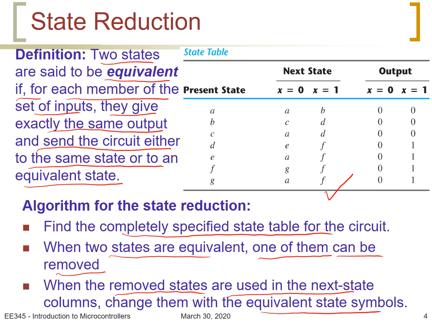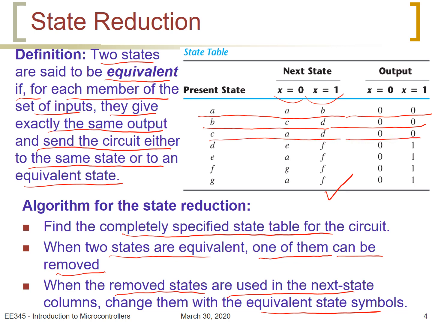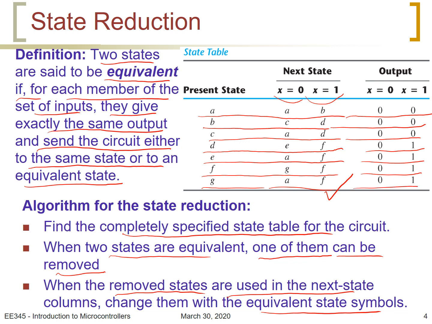So let us look at the state table here, with the states A, B, C, D, E, F, G. State A goes to A and B, and these are the outputs for the inputs 0 and 1 respectively. State B goes to C and D with these outputs 0, 0. C goes to A and D with these outputs, and D goes to E and F, output 0 and 1. E goes to A and F, output 0, 1. F goes to G, F, output 0, 1. And G goes to A and F, output 0, 1.